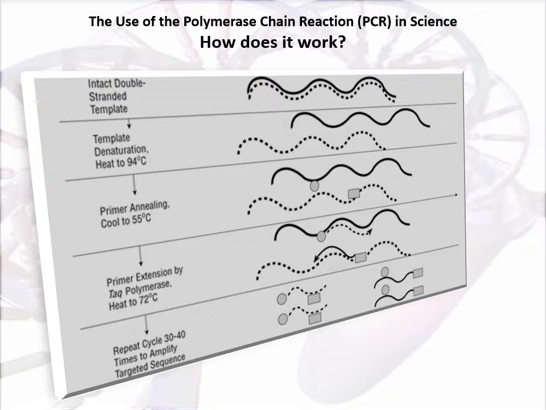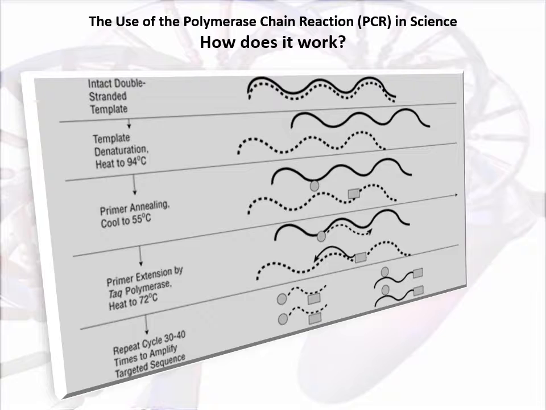Once this occurs, we have the annealing process that takes place, and this is where we need to cool the reaction down to 55 degrees. Doing so allows the primers to then bind to the specific sequences within the actual DNA strands.